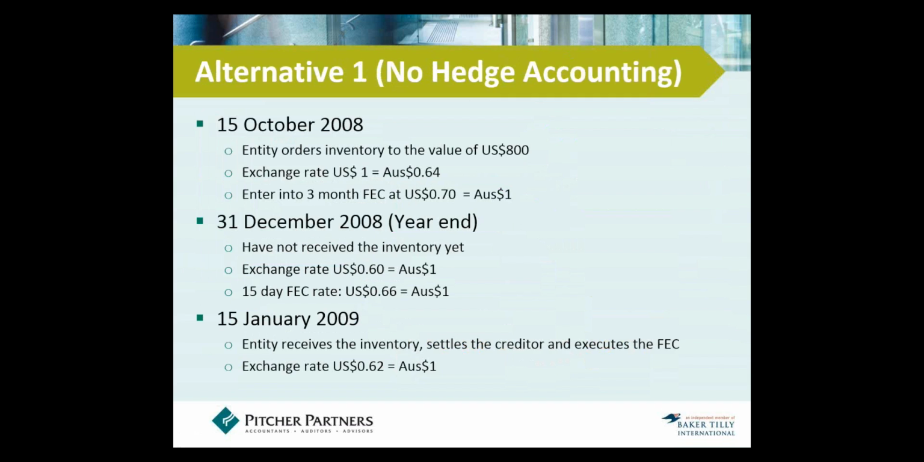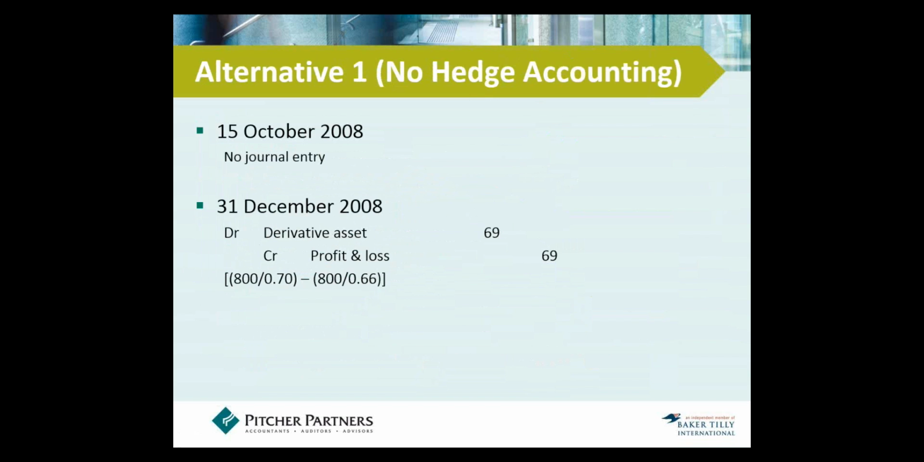So let's do the journals on the 15th of October, the 31st of December, and the 15th of January. We do not have any hedge accounting. So on the 15th of October, we order the inventory, therefore there's no journal entry. When you order inventory, you've not taken on the risks and rewards, no journal entry, absolutely. And also, we don't have a journal entry in respect of the foreign exchange contract because the fair value at that date would be 0.